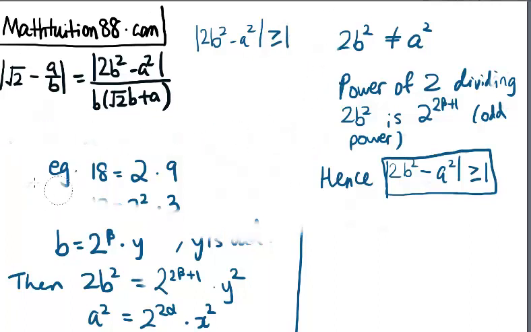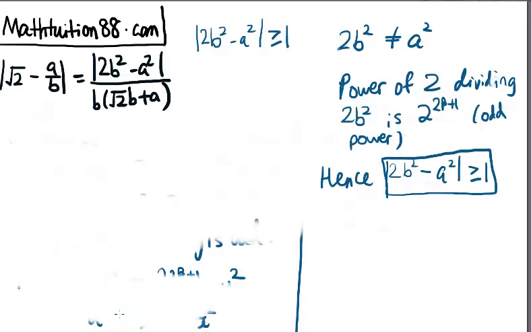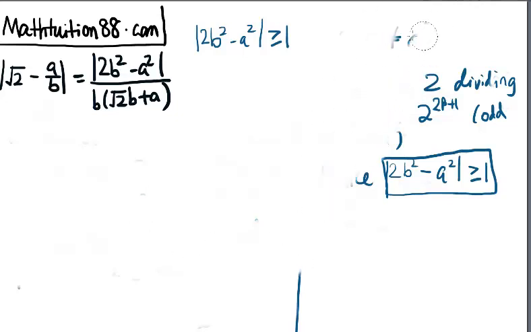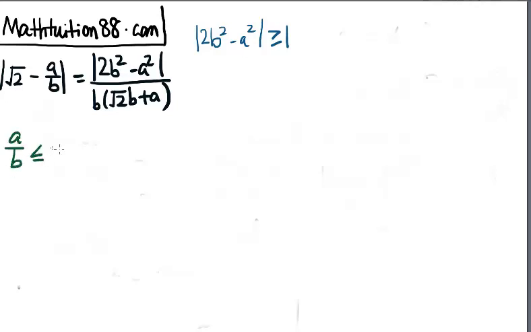Now it's time to analyze the denominator. Let's look at the denominator, and we are almost done. Let me erase this quickly. Now let's look at the denominator. First we have to have a bound. We have to look at a bound for a over b. We can have this upper bound for a over b.